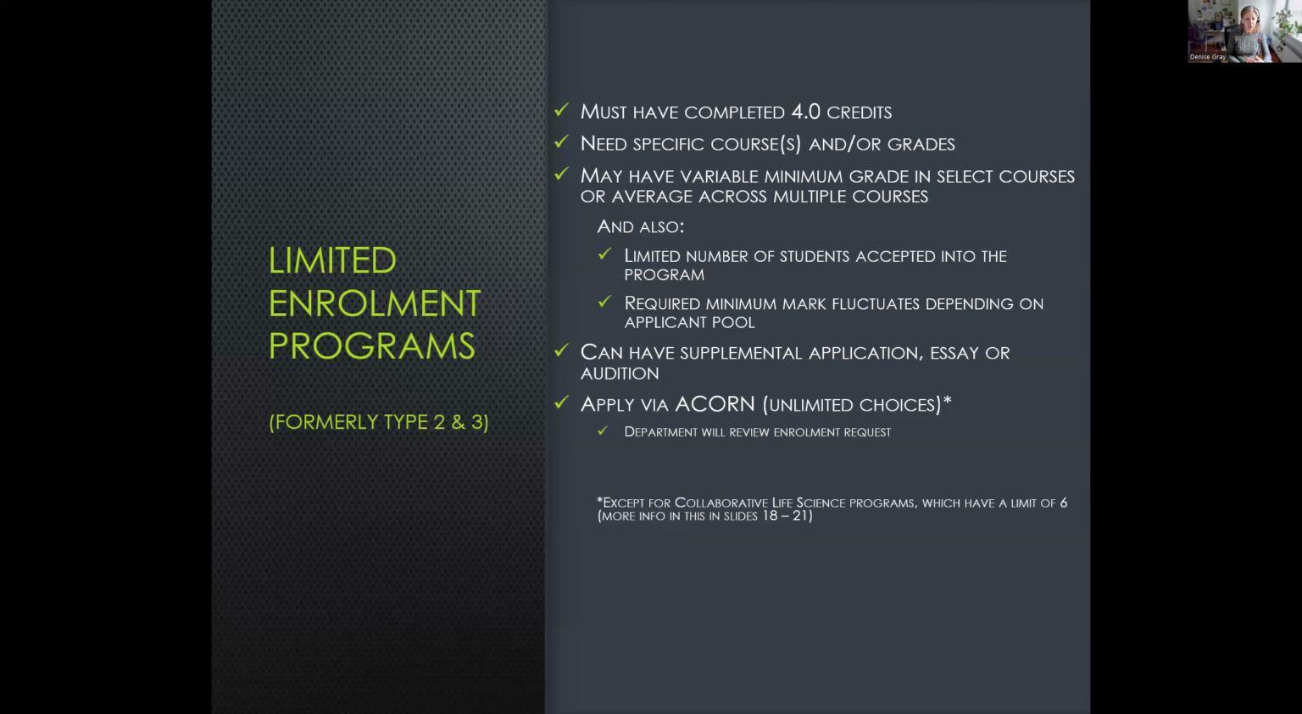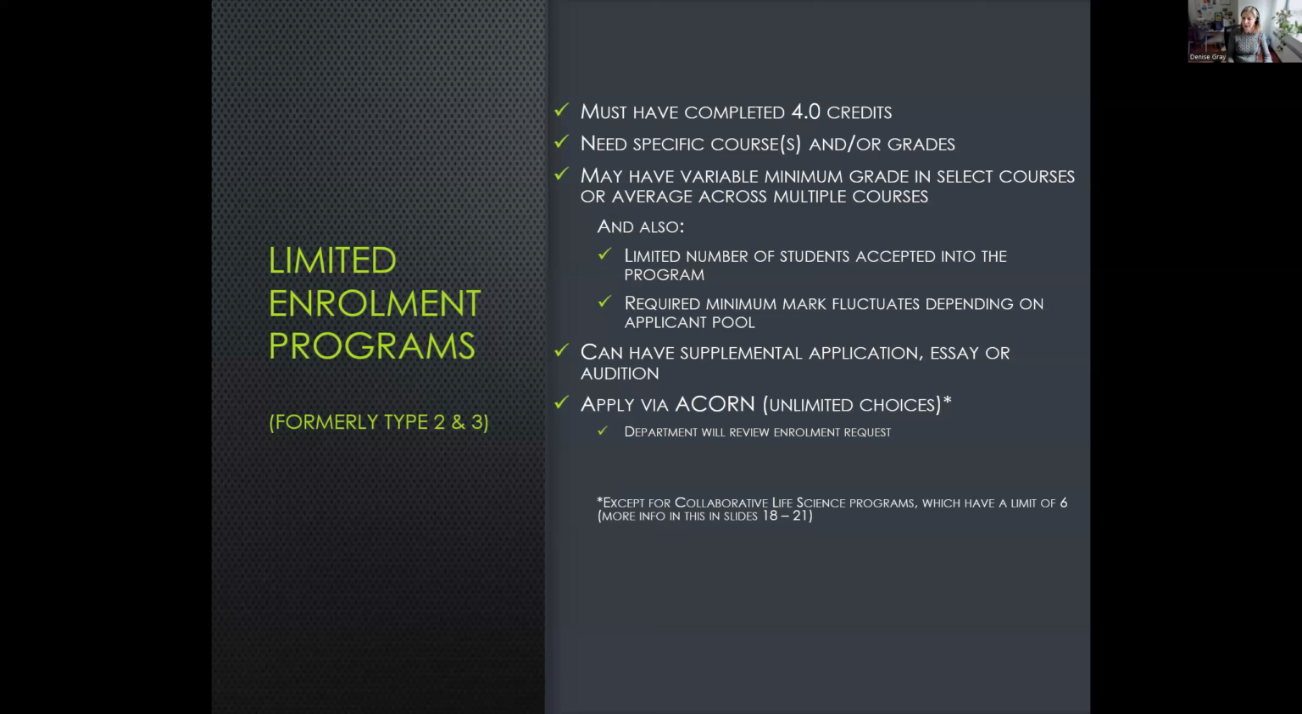Other limited enrollment programs may have additional supplemental application components. So there might be an essay or an audition. Drama, for example, has an audition. Computer science has a series of questions that you need to complete as their supplemental application, and Rotman Commerce does as well. So it's always important to read the academic calendar to see, under the department listing, what is required for each of those programs. Okay, again, you apply via Acorn.